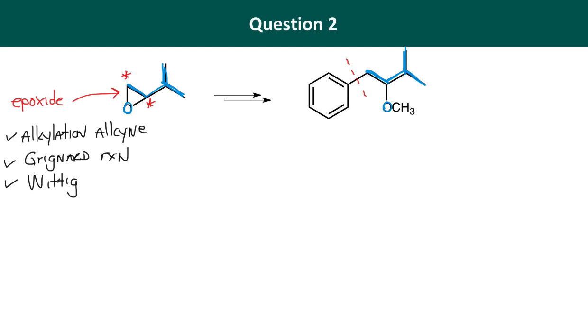So I'm thinking, get this piece here as a Grignard, and form that carbon-carbon bond by adding that to an appropriate epoxide. All right, that should give you a good start.